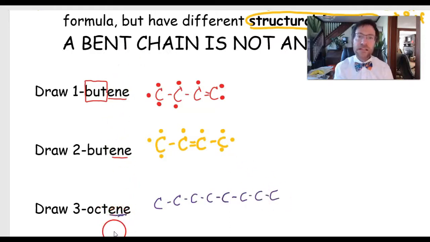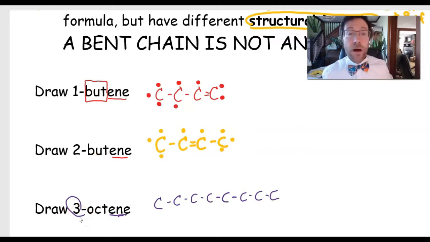Where, oh where could my double bond be? Oh, it's over right there. Okay, so bond position 3. So really, there are 2 answers here. There are 2 ways to draw this. I could do bond position 1, bond position 2. I could put it here. Right? That's the 3rd bond position.